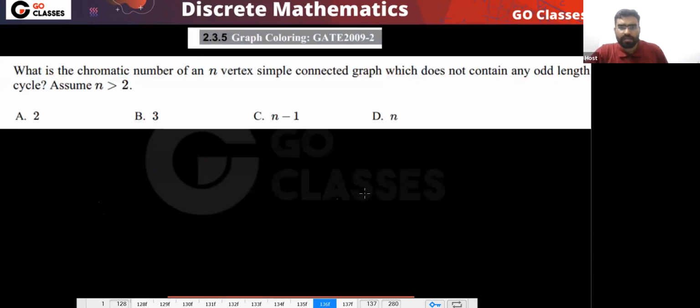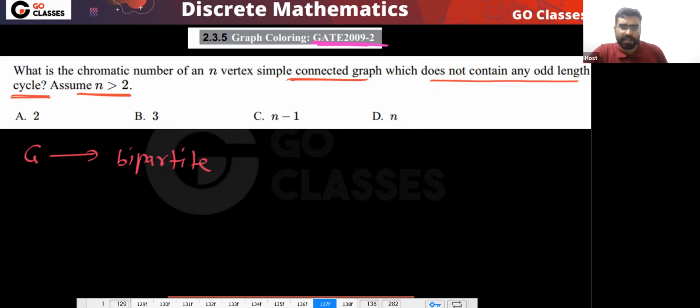Okay, this is another question, GATE 2009. What is the answer for this question? The chromatic number of an n vertex simple connected graph, n greater than 2, which does not contain any odd length cycle. It means your graph is what? Your graph is bipartite.